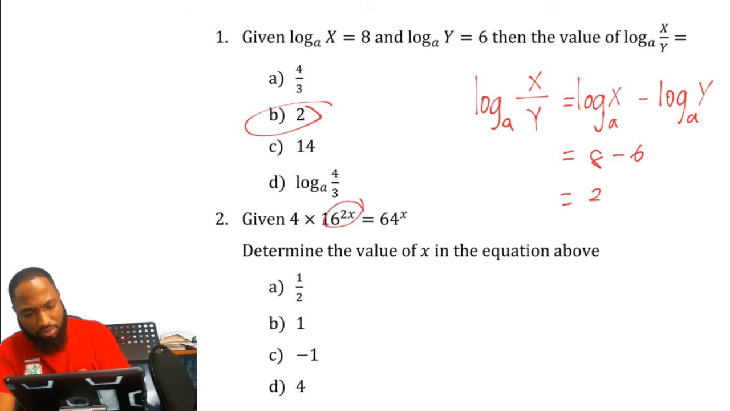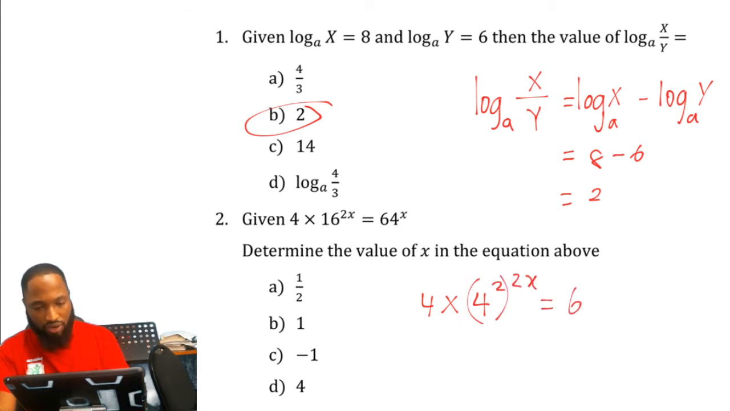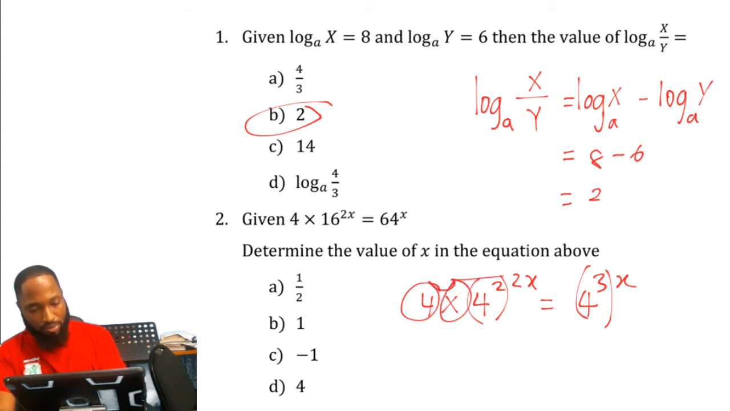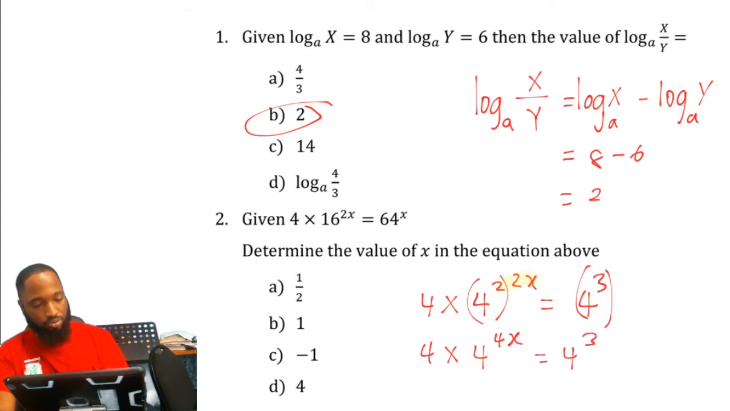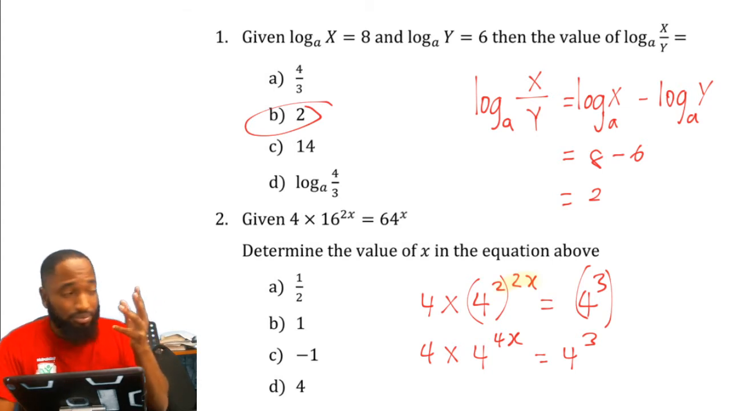Anyhow, 4 times 16 to the power of 2x. Instead of 16, I could write 4 squared, so 4 times 4 squared to the power of 2x is equal to 64 to the power of x. Why does this look kind of traumatic? Instead of 64, we could write 4 to the power of something: 4 cubed, 16 by 4. And put the x here. So now this is 4 multiplied by 4 to the power of 2 times 2x, which is 4x, because a power to a power, you multiply. That is equal to 4 cubed. So I'm using some rules here.